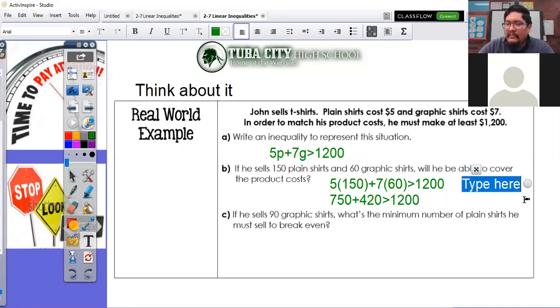And we're going to add these two numbers together. So 750 plus 420 would be 1,170. So in this case, he came out at a loss, because his cost to set up the shop and buy all the shirts is about $1,200.